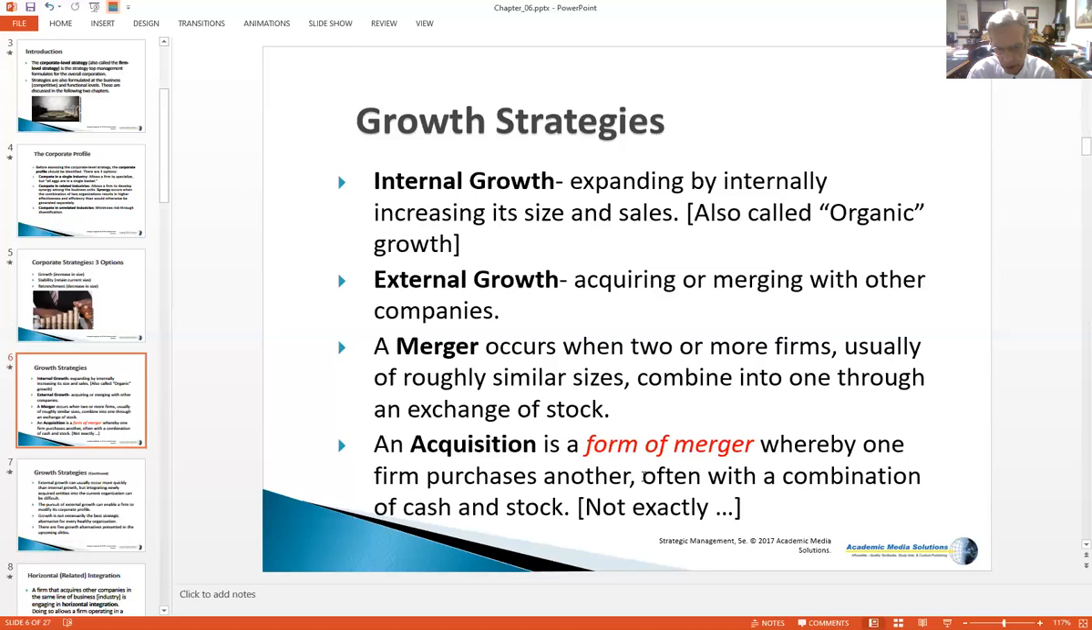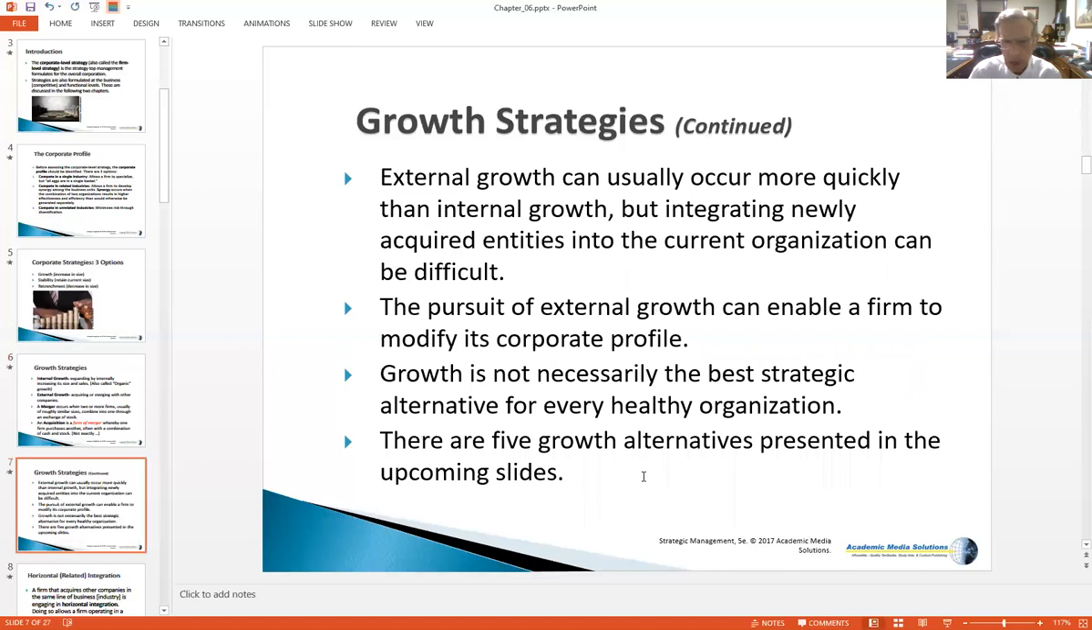Acquisitions are most often done these days with cash. That's just the nature of the beast. External growth can usually occur more quickly than internal growth. That certainly is true.